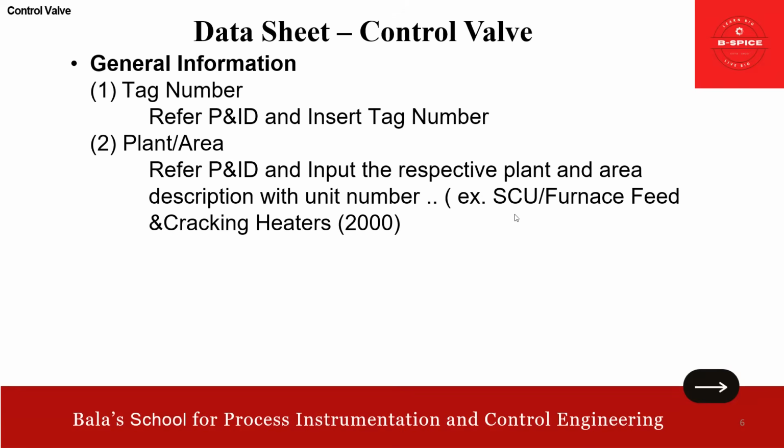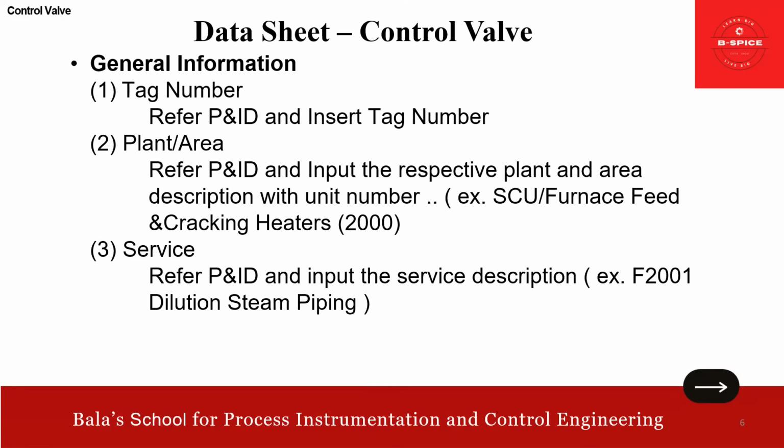Basically, I come from a refinery background, so I predominantly use this nomenclature. Okay, then service. Again, refer to the P&ID and input the service description. For example, F2001 dilution steam piping. So this information. Then comes the line class and P&ID. Where can we get the line class?